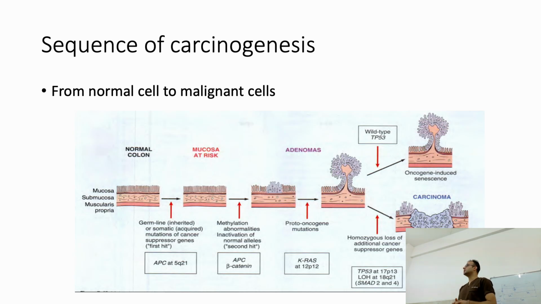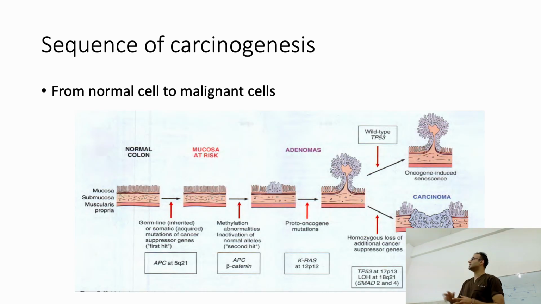And to the sequence of carcinogenesis, as I said, it is a journey from a normal cell to a malignant cell. A very good picture, a theory proposed by Fearon and Vogelstein, also known as the Fearon-Vogelstein sequence. It is very much discussed in colon cancer. I am using this example as a sequence of carcinogenesis.